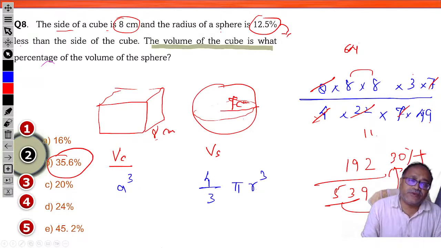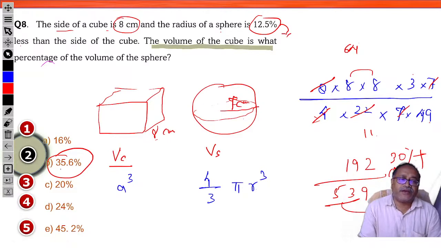Had the options been very, very close, with 35 in a 30 to 40 range there is only one option. If there were more than one option, I would have checked it.